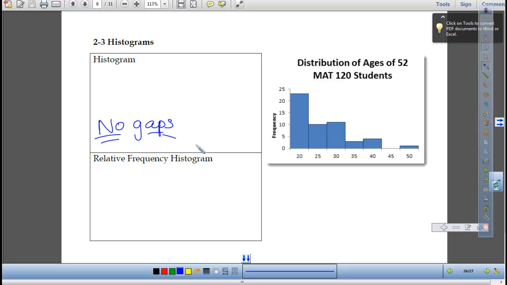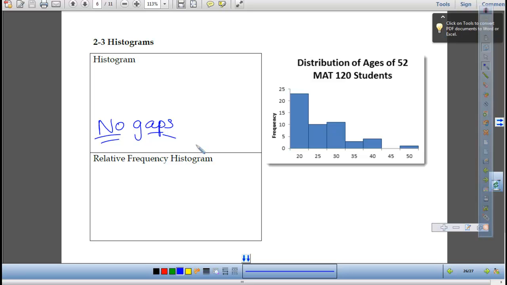There are no gaps between the bars unless, of course, as we see in our 1, 2, 3, 4, 5, 6 class, there was a frequency of 0. Then we can say there's a little gap there. But it's a bar chart of our frequency distribution.